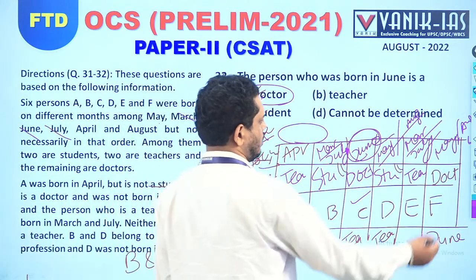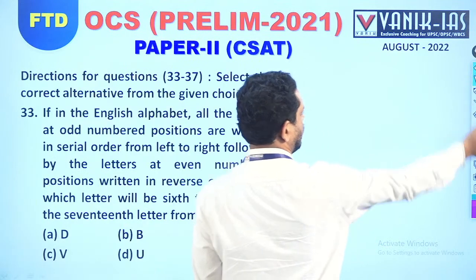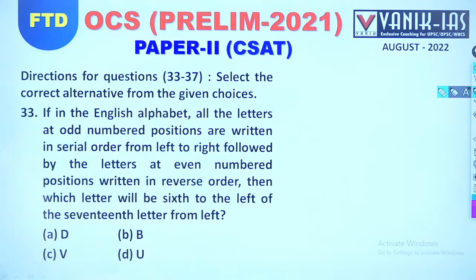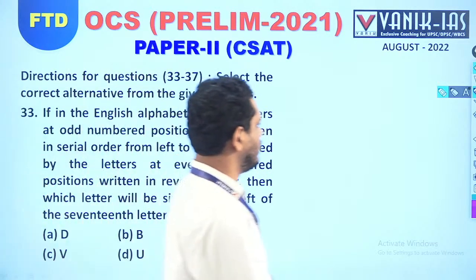This was all about this puzzle. Now, the next question is 33, and this is also a question from the alphabetical problem, right?